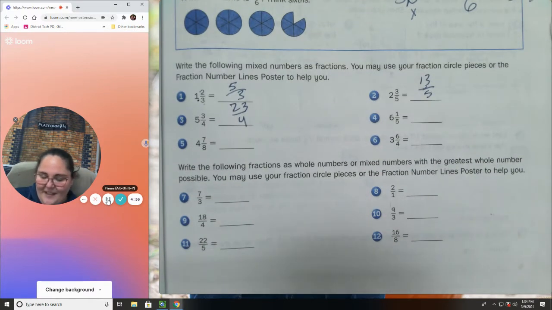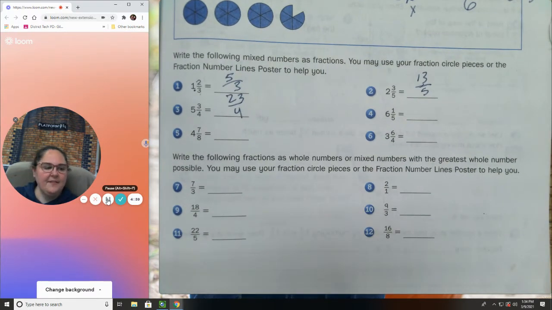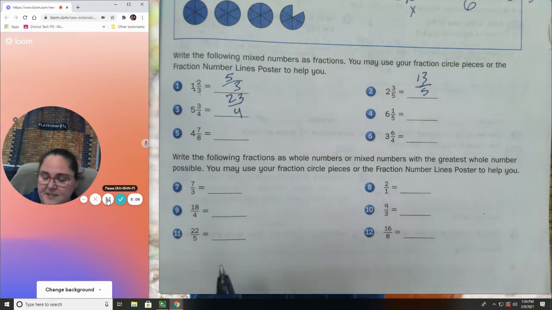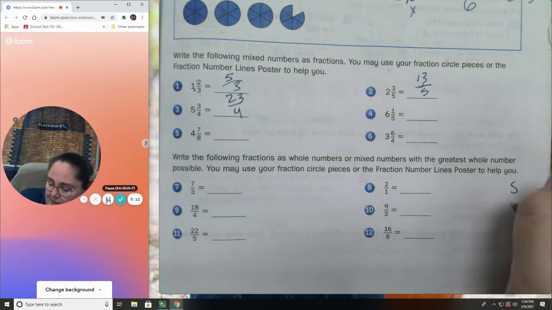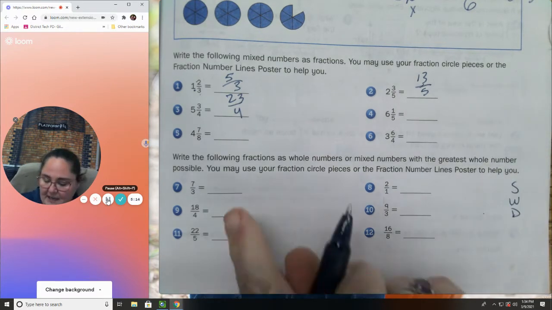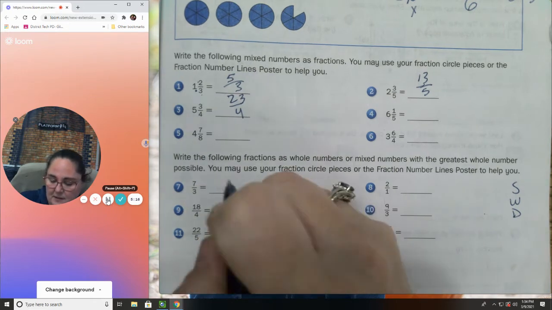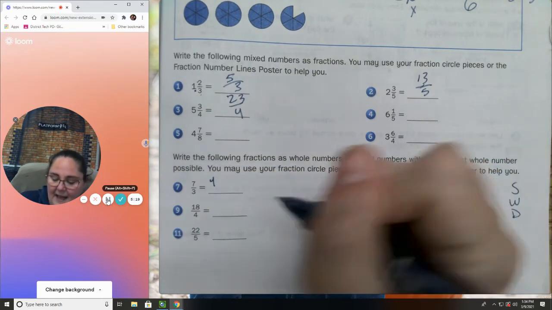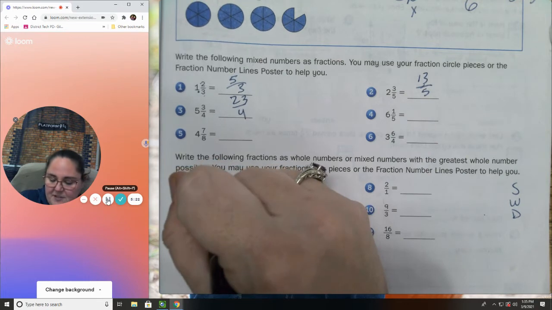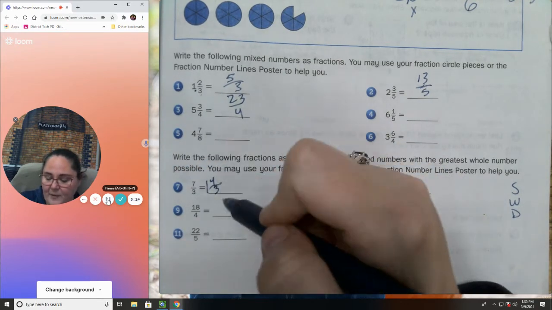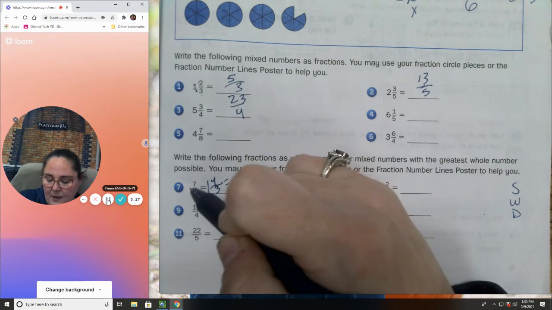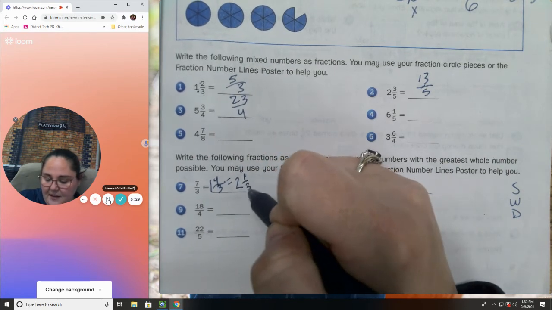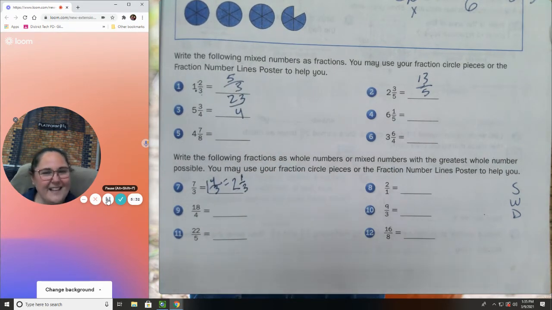Now we're going to do the bottom half of this. Write the following fractions as whole numbers or mixed numbers with the greatest whole number possible. We have a few ways to do this. One of the ways is the SAD method. That's where I subtract. So 7 minus 3 is 4. Add a whole number. Denominator stays the same. And then you keep going. 4 minus 3 is 1. 1 plus 1 is 2. Denominator stays the same. It's a little tricky.